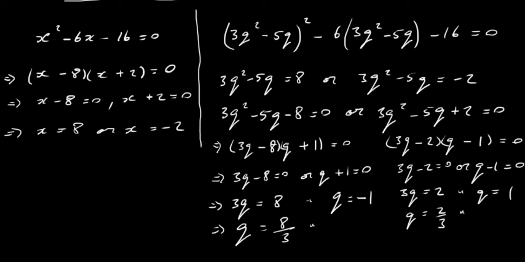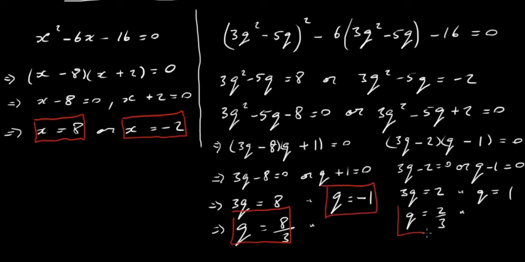Okay, so I've ended up with x is equal to 8. I've ended up with x is equal to minus 2 for this equation here. Here there are four solutions for q. So I've got q is equal to 8 over 3. I've got q is equal to minus 1. I've got q is equal to 2 over 3. And finally I've got q is equal to 1. And that's it. So you get two solutions here, you'll get four solutions on this side here. Okay, and that's it for solving linked quadratic equations.